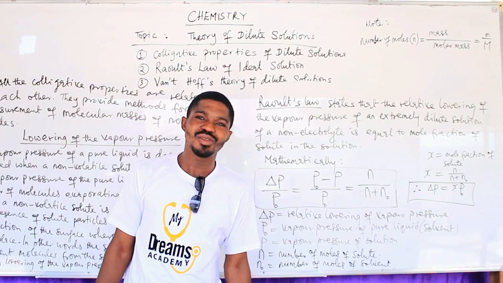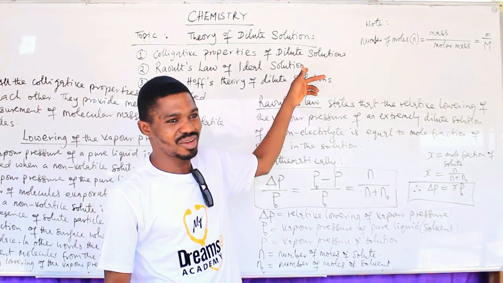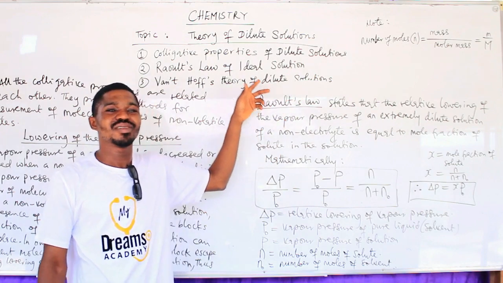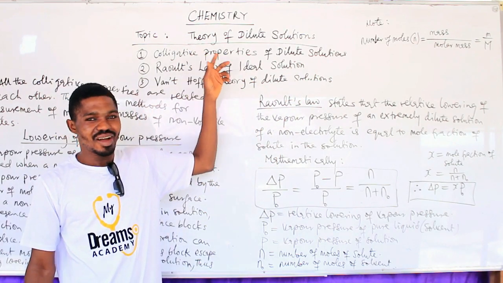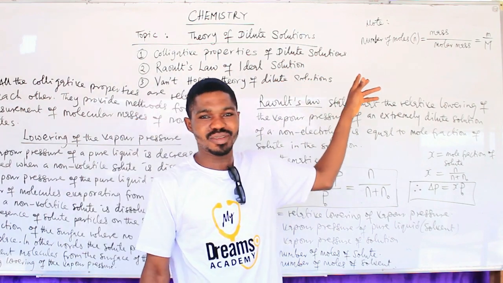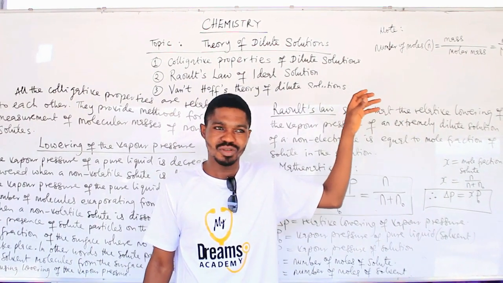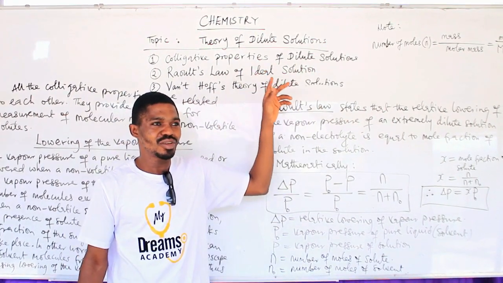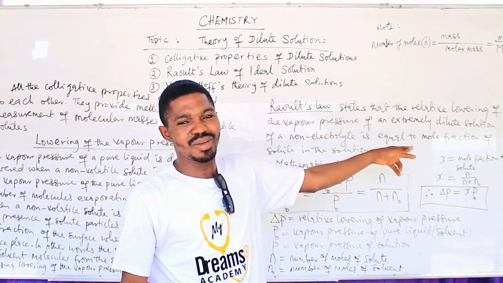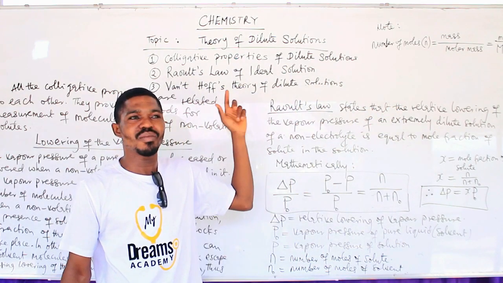All right, I've told you that there are four colligative properties of dilute solution of utmost importance that we must know. I've also told you that colligative properties of solution depend on the number of dissolved particles. Now, let's look at them one by one.